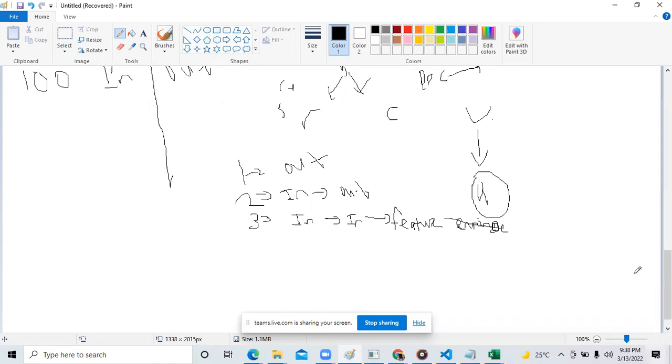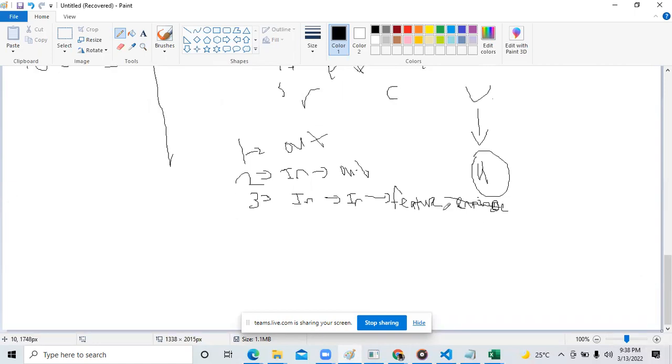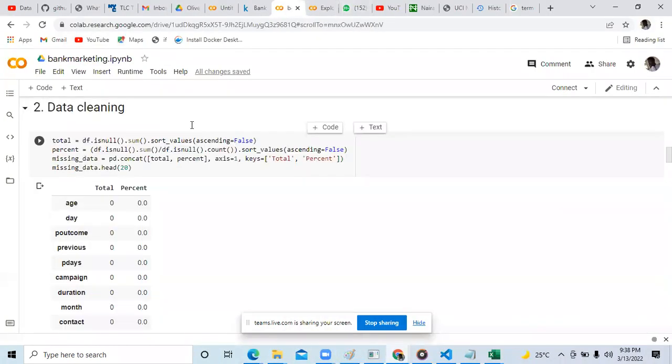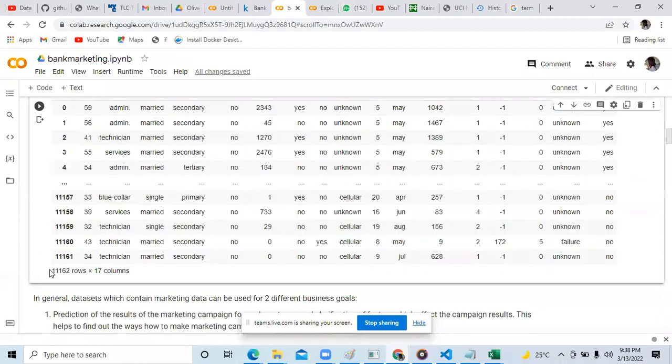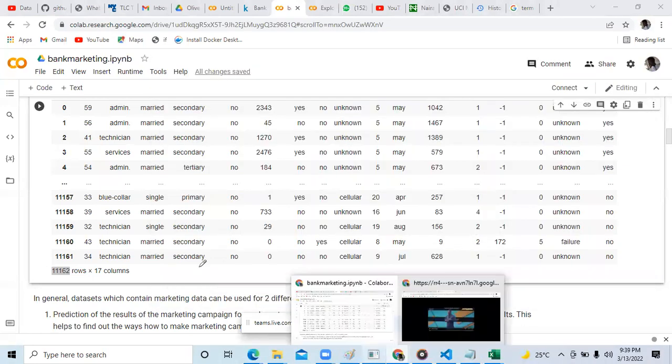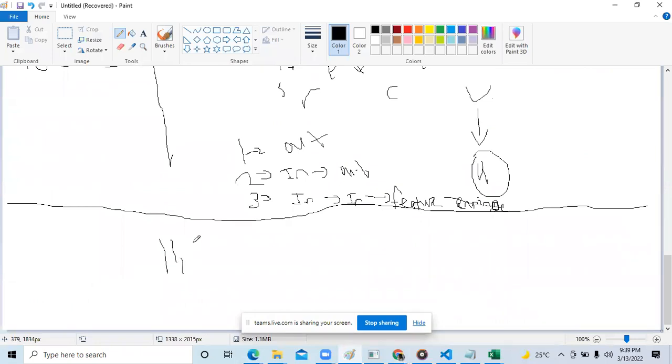All of these things are just based on experience and understanding. This particular project has 11,000 rows and 17 features, that's 17 columns. So let's say a particular row has 9,000 missing values. What are you supposed to do to that row?